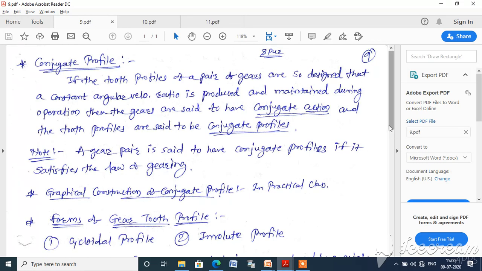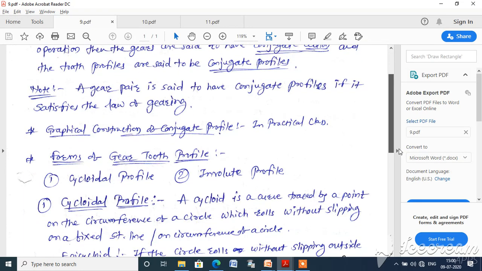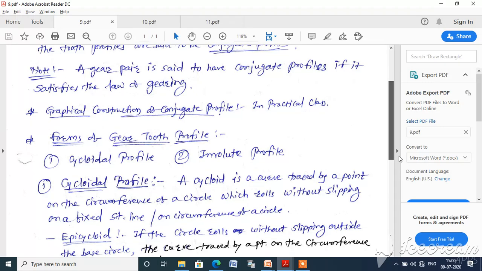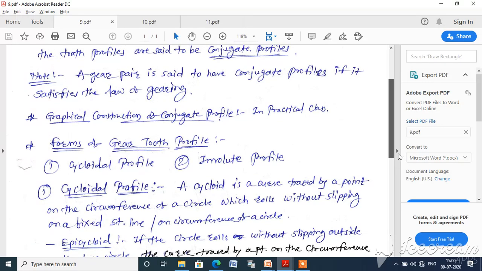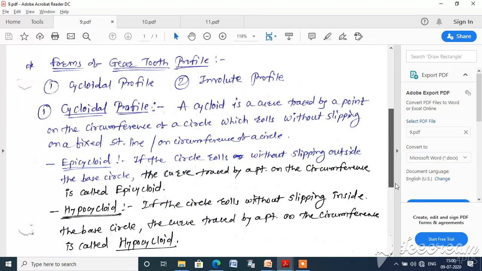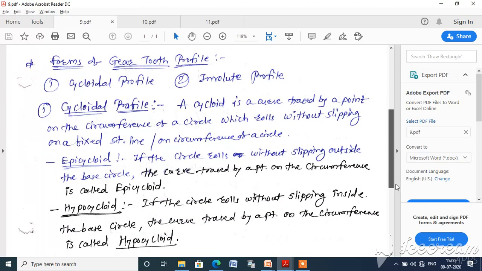There are two types of profile in the gear tooth: cycloidal gear tooth profile and involute gear tooth profile. Students, you have studied cycloidal profile and involute profile in the first year, so I will just share the definitions with you. What is cycloidal profile? A cycloid.